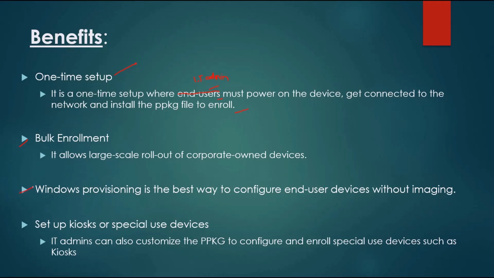Windows provisioning is the best way to configure an end user's device without imaging. So in this case, we are not doing the imaging of the device, as in there is no change in the version of the operating system. When you image a device, you use an ISO, mount it to a device, and then you image it using the ISO. In this case, we are not doing that. The device already comes with the operating system, and on top of the operating system, we are running the script or the provisioning package, which is making changes to the operating system.